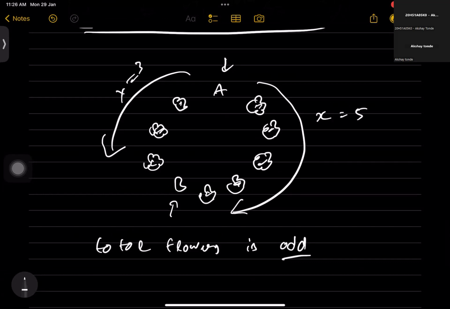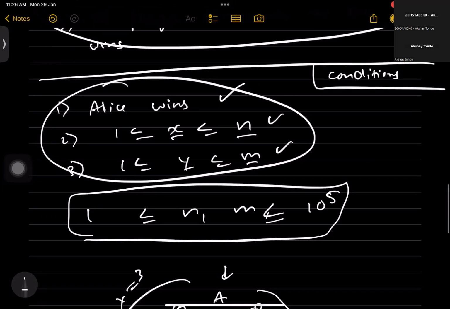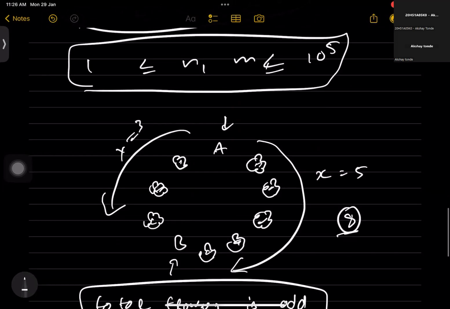Now here the total flowers is 3 plus 5, 8, right? So if Alice is starting, Bob will have to end, right? Since we can pick up from any direction, since there is no restriction for that, in this case Bob would win. But yeah, basically the total flowers have to be odd, because in our condition Alice wins the game, right?